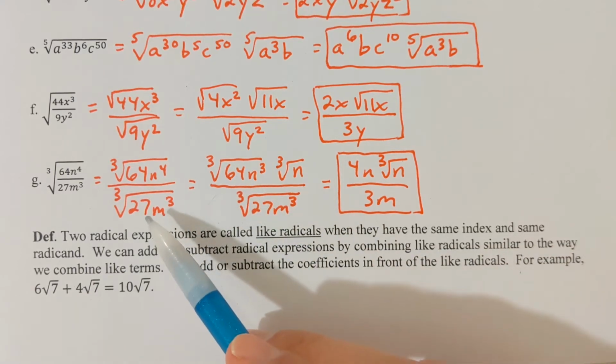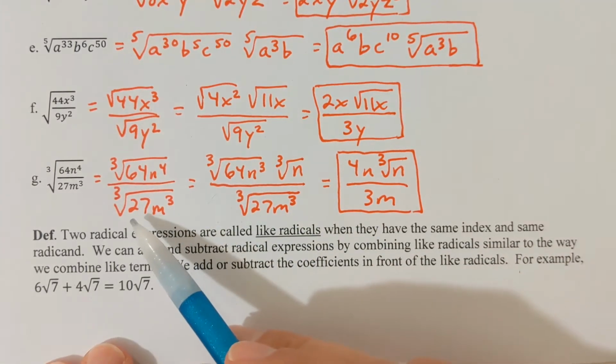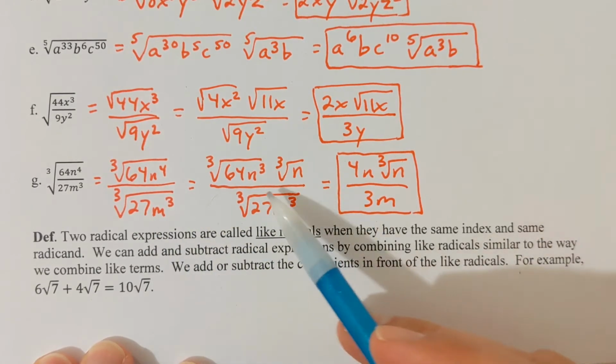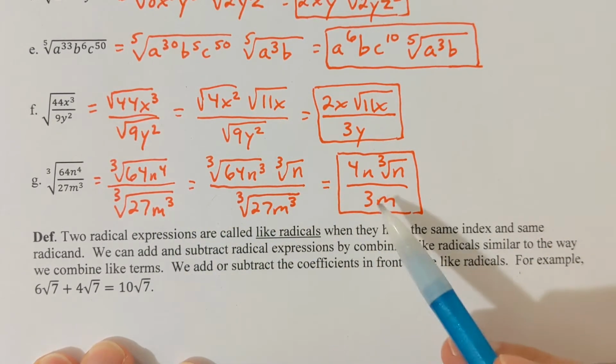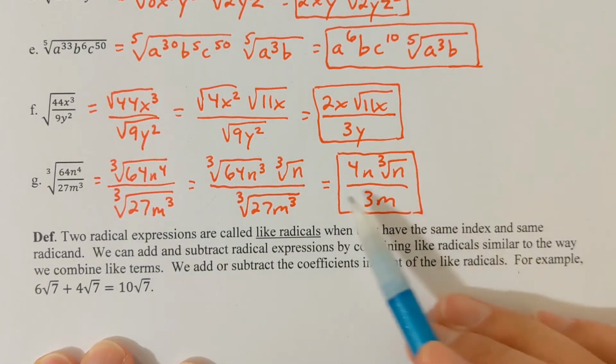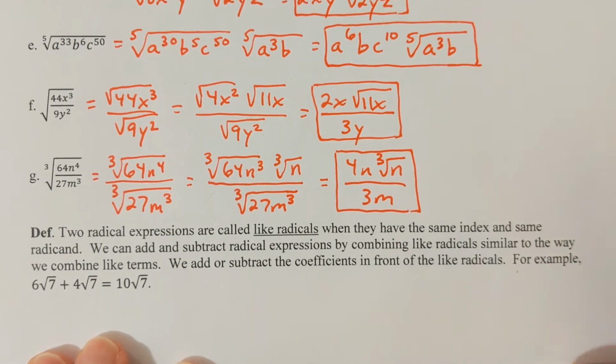In the denominator, actually, we know the cubed root of 27, that's 3, and the cubed root of m cubed is m. So we don't need to split that. The radical is going to go away completely there in the denominator. 4n times the cubed root of n divided by 3m, that'd be my answer.